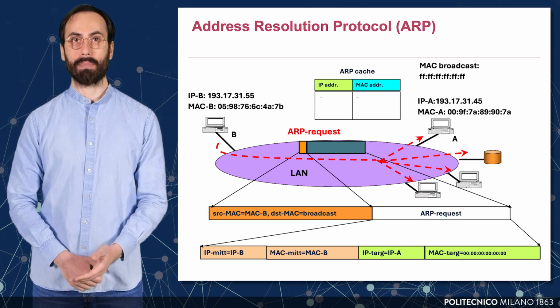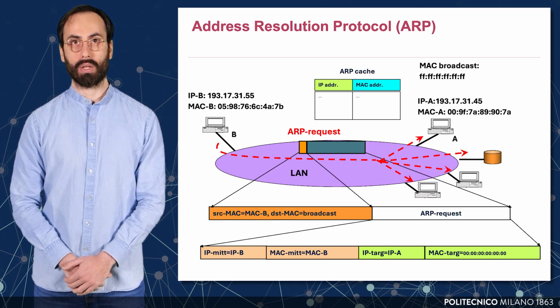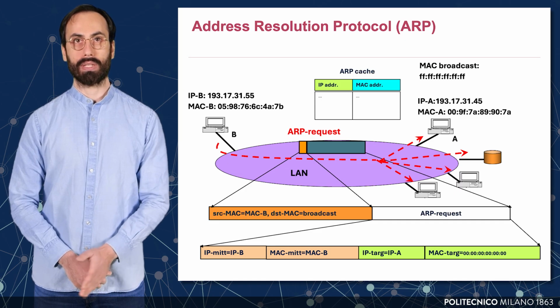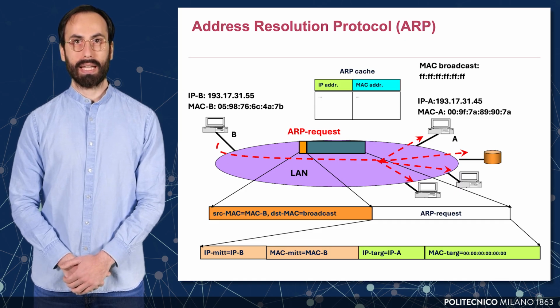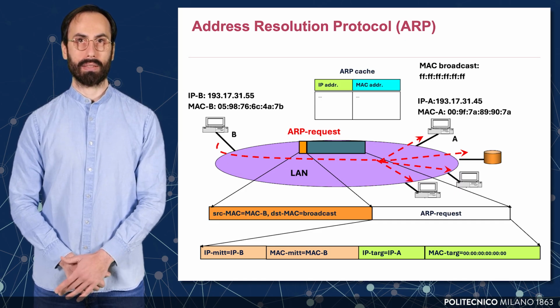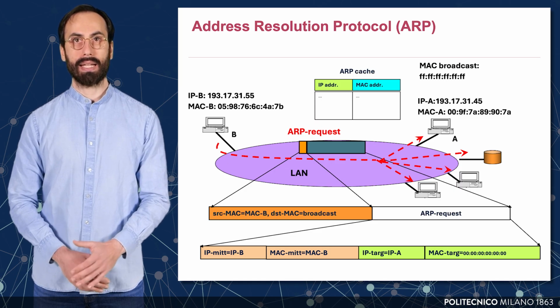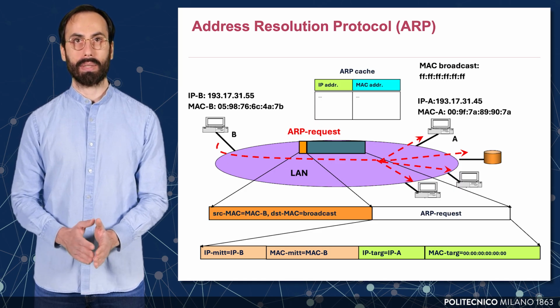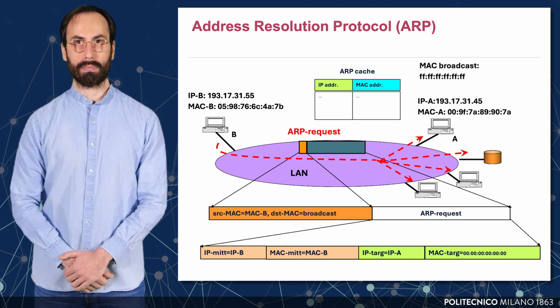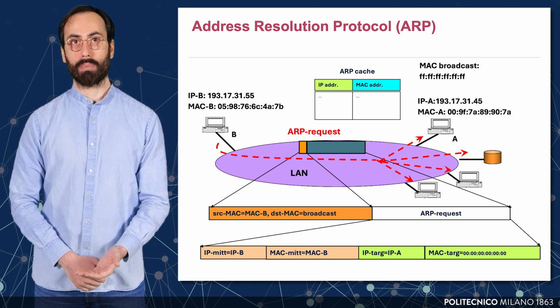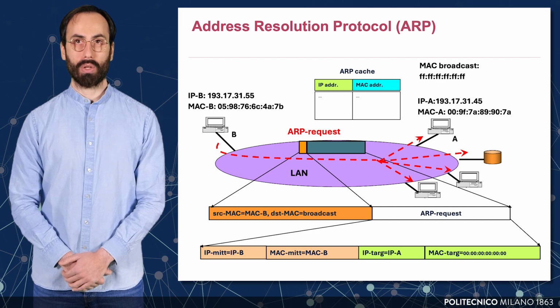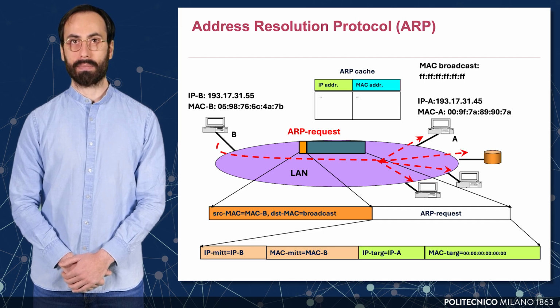Here we see the ARP request process in action. Host B wants to send a packet to host A, but it only knows host A's IP address, not its MAC address. So host B constructs an ARP request where the sender's MAC and IP addresses are included, but the target's MAC address is unknown. The destination MAC is set to the broadcast address, ensuring every host on the local network receives it. The ARP request is broadcast across the LAN.